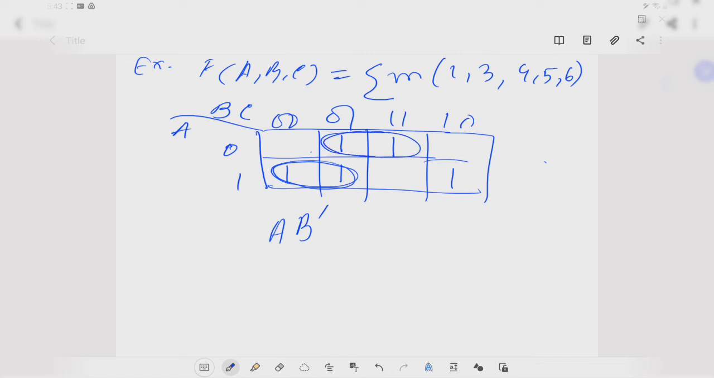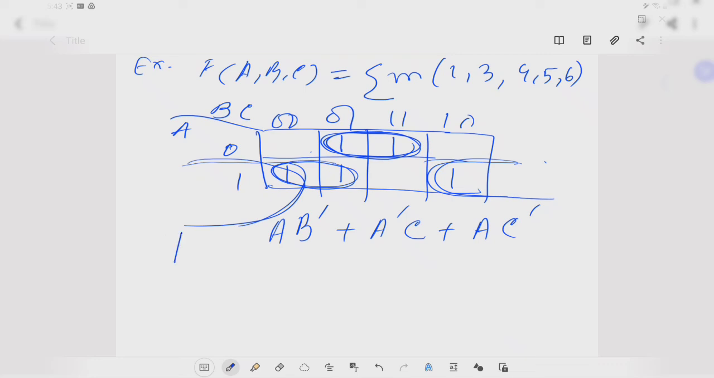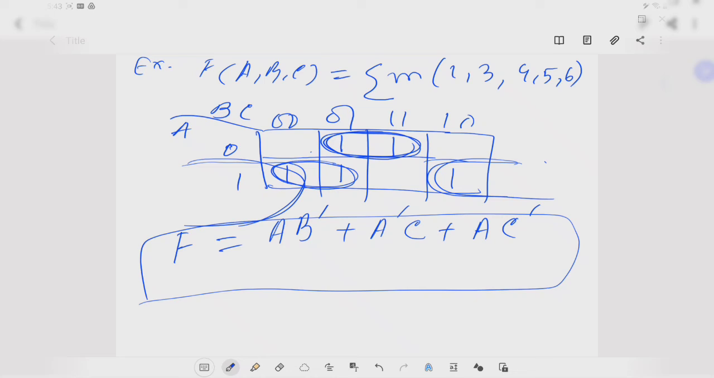For these two, A is 0, so A prime, and C is 1, so C. Now for this one and that one, A is 1, so A, B is not common, and C prime. So these are the 3 terms we get, and this function is a simplified function for the given function. So let's see more examples.